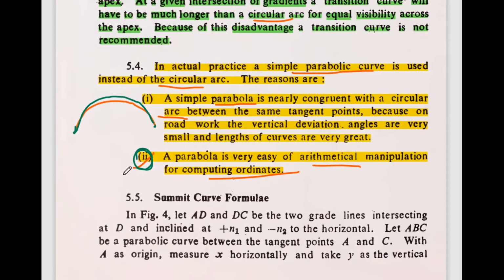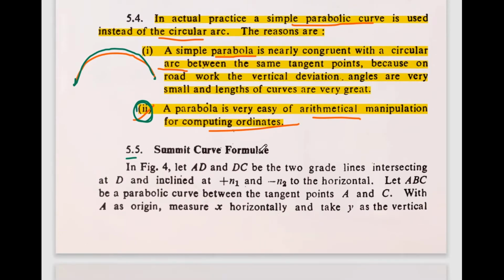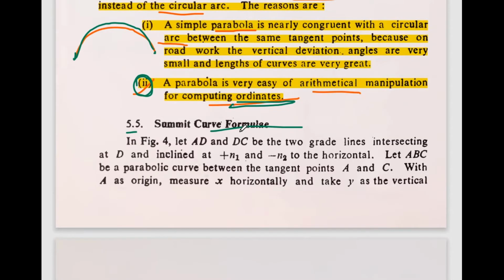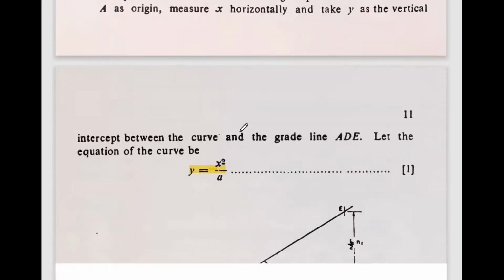Okay, so let's move to 5.5, which talks about the formula of the summit curve: how we are going to find the ordinates mentioned in the previous point, and the length of curve according to the various side distances, according to the various classes of road. All those things we will see in this video. So what are the formulas this code has suggested? We will see them one by one.